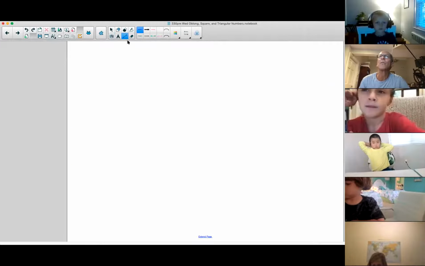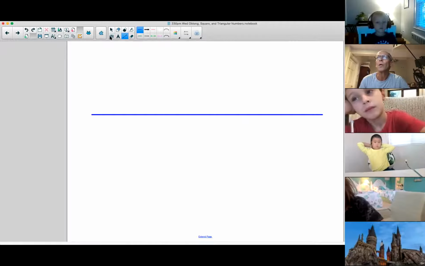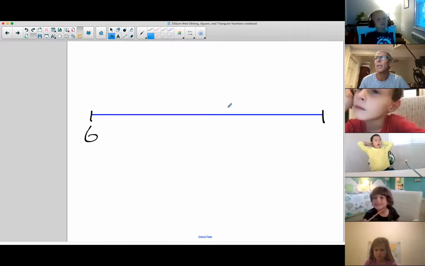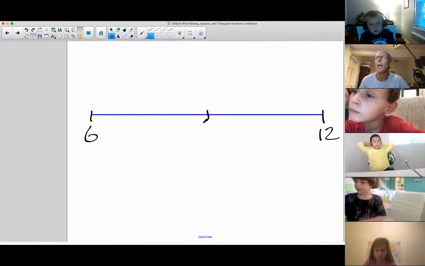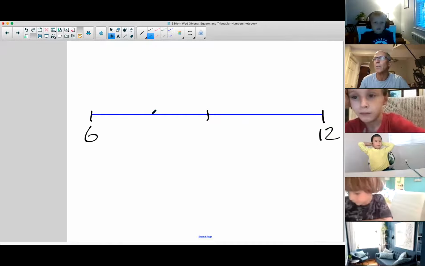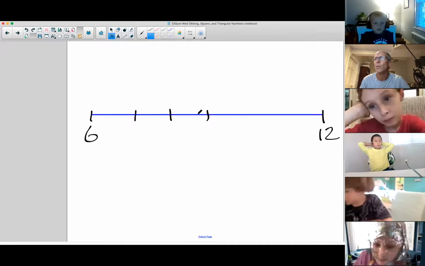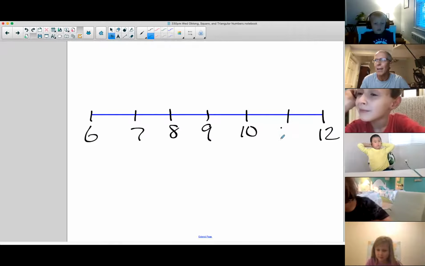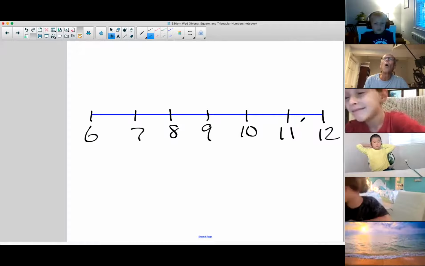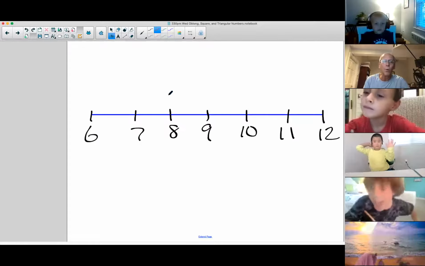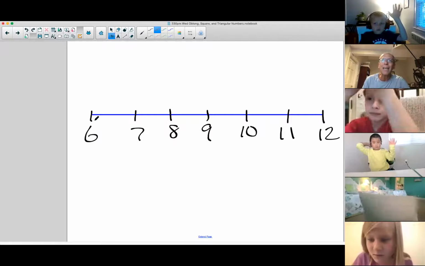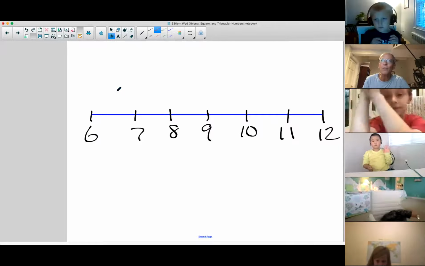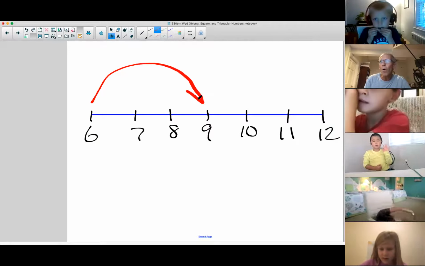I'm gonna do the same thing between 6 and 12. Nobody call it out, please. Here's 6, here's 12, and there's 6 in between. 7, 8, 9, 10, 11. Who thinks they know the exact middle point between 6 and 12? On three, say it out loud. 1, 2, 3. 9.